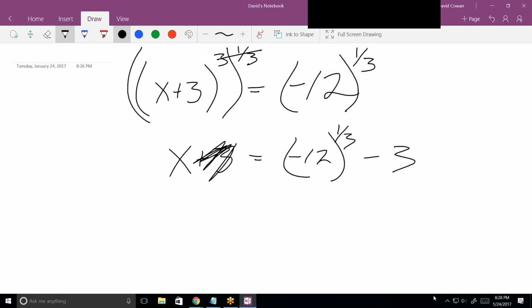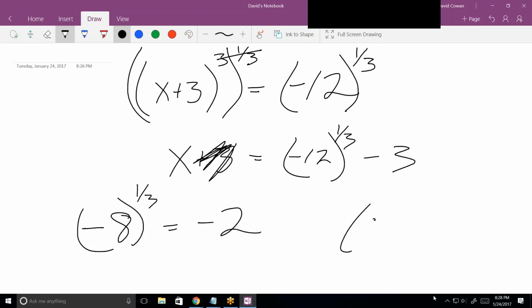Now, let's just talk about this for a second. What's the cube root of minus 8? Would it be minus 2? Correct. What's the cube root of 8? Positive 2. Correct. Notice that when we're doing cube roots, we don't ever get plus or minus results. When you do the cube roots of negative numbers, you get a negative answer. When you do the cube root of positive numbers, you get a positive answer.